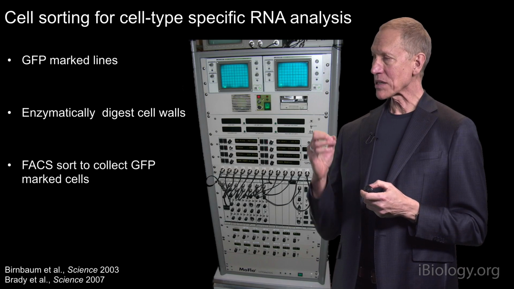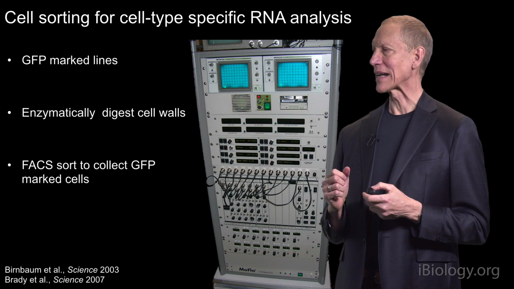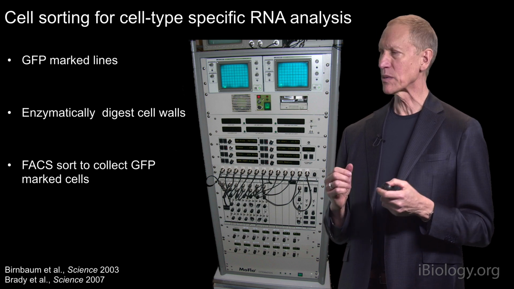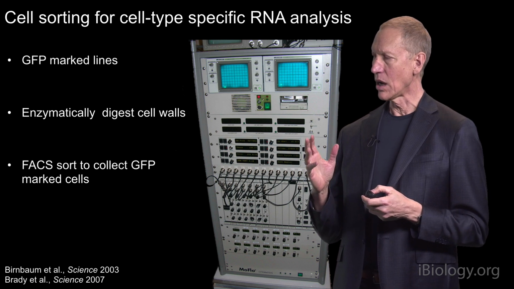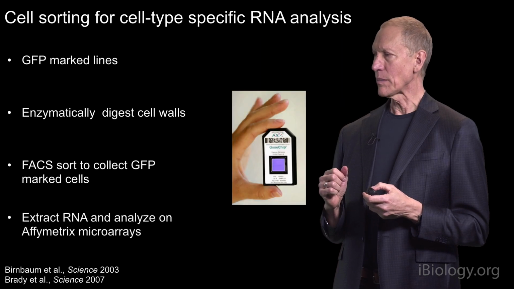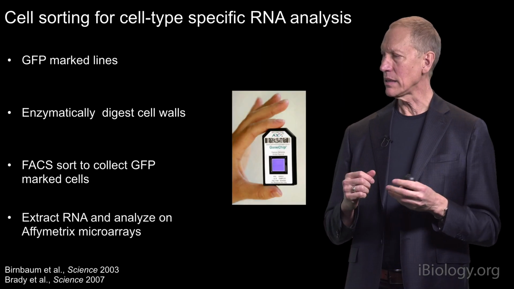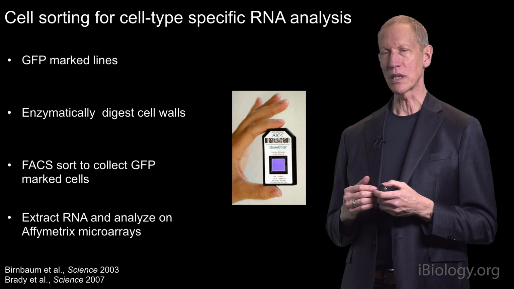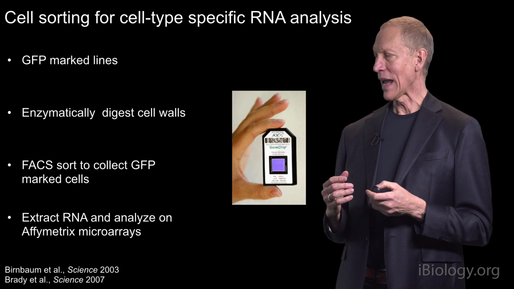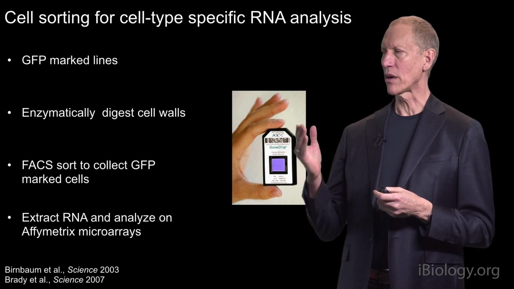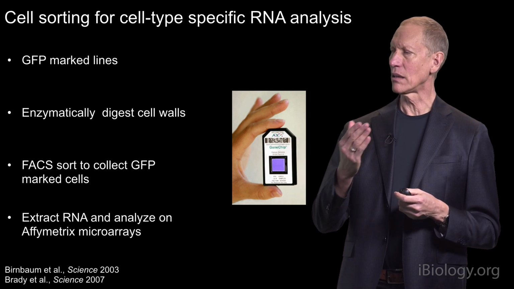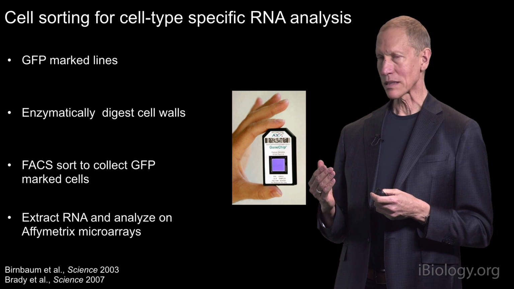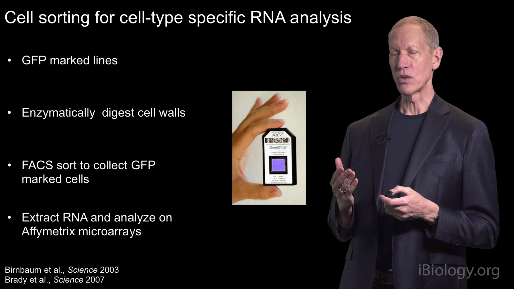And then we pass those cells through a fluorescence activated cell sorter, a FACS machine, that allows us to get only the green cells. From those green cells, we make RNA. We use that RNA to hybridize. At this point, we were using microarrays, and that allowed us to see how much RNA there was for every gene in the plant, and to see the levels of those RNAs.